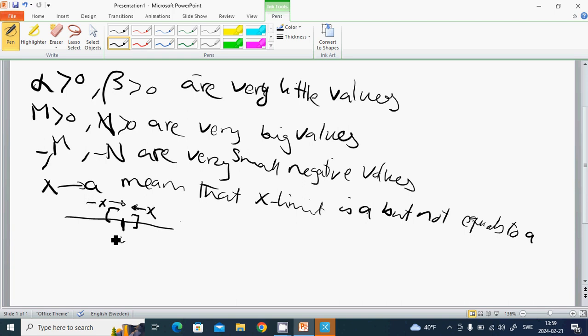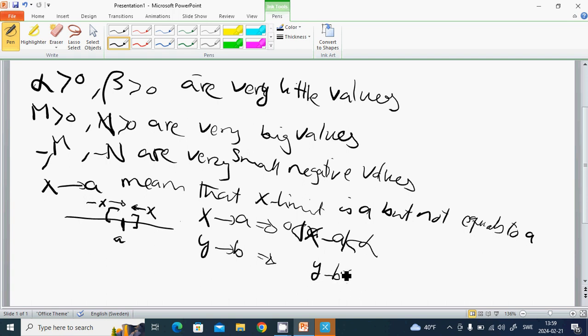We can also tell that x goes to a, then absolute x minus a is greater than 0 and less than alpha, and y goes to b, then absolute y minus b is less than beta and greater than 0.